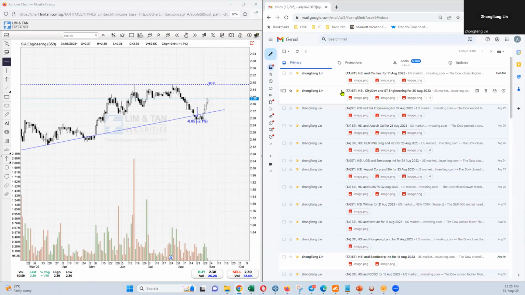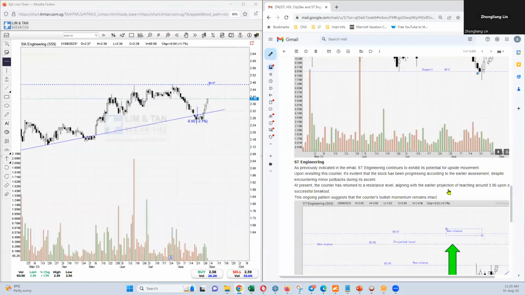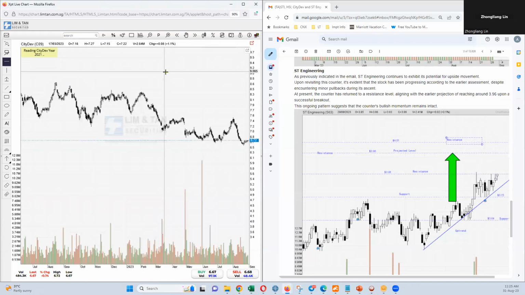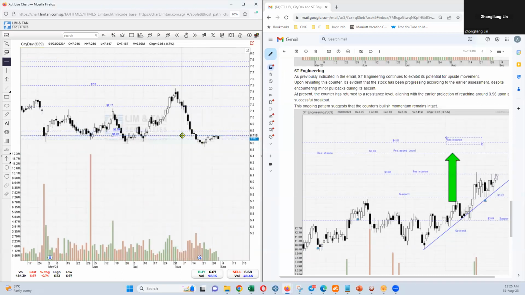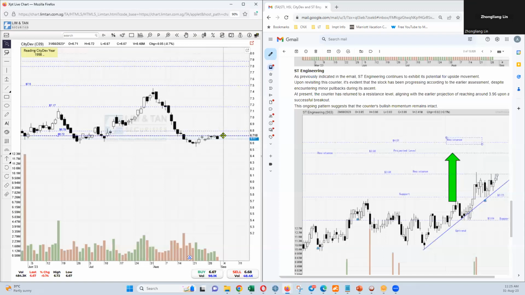Then we have ST Engineering and CityDev. For CityDev, we saw resistance at 673, and for ST Engineering, resistance at 386. Let's look at City Development first. City Development resistance seems hard to crack as it pulled back after testing it. But there is still a chance if we can turn around on Monday to break up from the resistance. Then we can see the bottoming action from City Development. So 673, watch. If it breaks, then okay, we can see bottoming.